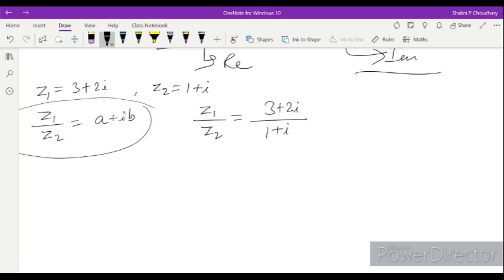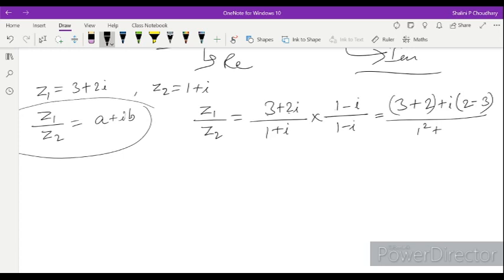So what we will do, we will multiply by the conjugate of 1 plus I. The conjugate of 1 plus I will be 1 minus I. Now we have to multiply. So 3 into 1 will be 3 and 2 into minus 1 will be minus 2, and I square is minus 1, so minus minus becomes plus, so 2, plus I into 3: 2 into 1 will be 2 and 3 into minus 1 will be minus 3, divided by 1 square plus 1 square.